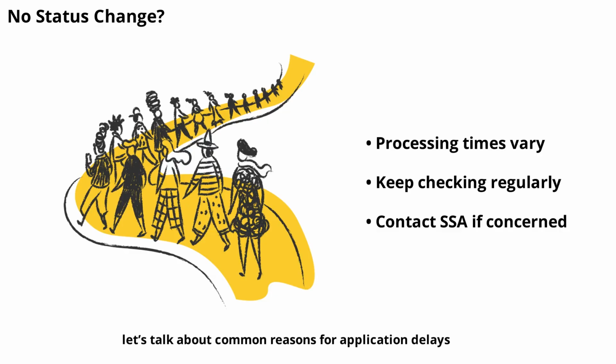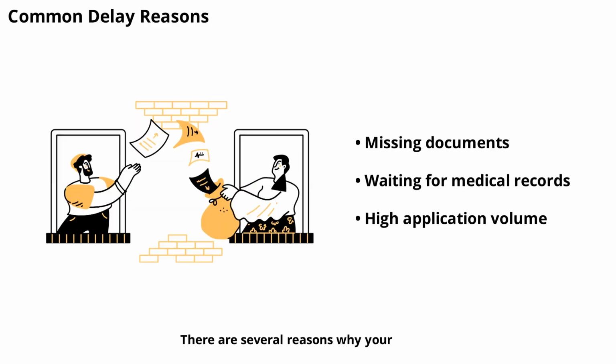Next, let's talk about common reasons for application delays. There are several reasons why your SSDI or SSI application might be delayed. These include missing or incomplete documents, waiting for medical records, or high application volumes. Sometimes, the SSA needs to verify your work history or contact your healthcare providers. Understanding these common reasons can help you stay patient during the process. Next, let's discuss how to avoid unnecessary delays.